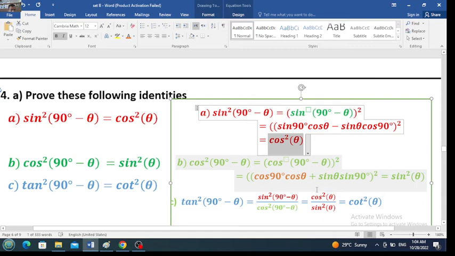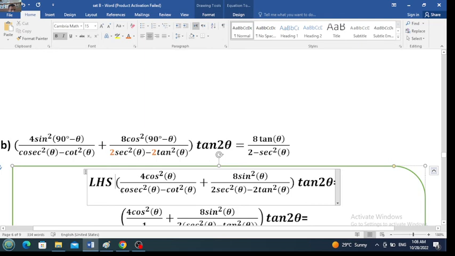We will start from the left hand side. So this is the left hand side. It gives us 4 cosine squared, because we proved that this one is cosine squared, over cosec squared of theta minus cotangent squared of theta. This one, learners, is equal to 1, this value.